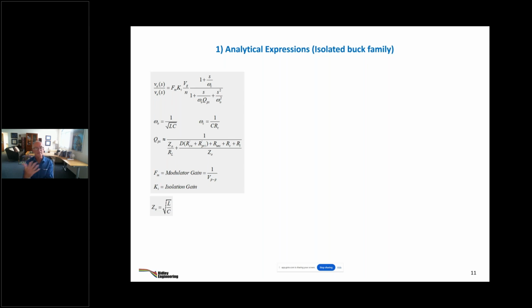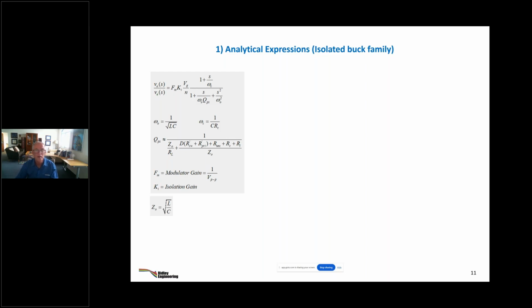There's an L and a C. There's primary resistance, secondary resistance. There's the output load in here, and there's diode resistance. You can add as many parasitics as you like to the expression. And of course, every time you add one, it gets more and more complicated.